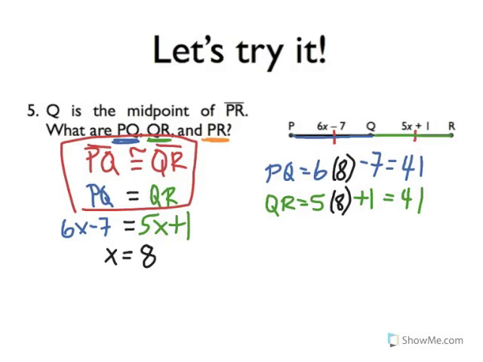Okay, the segment addition postulate tells us that segment PR is going to equal segment PQ plus segment QR. So segment PR is going to equal 82.